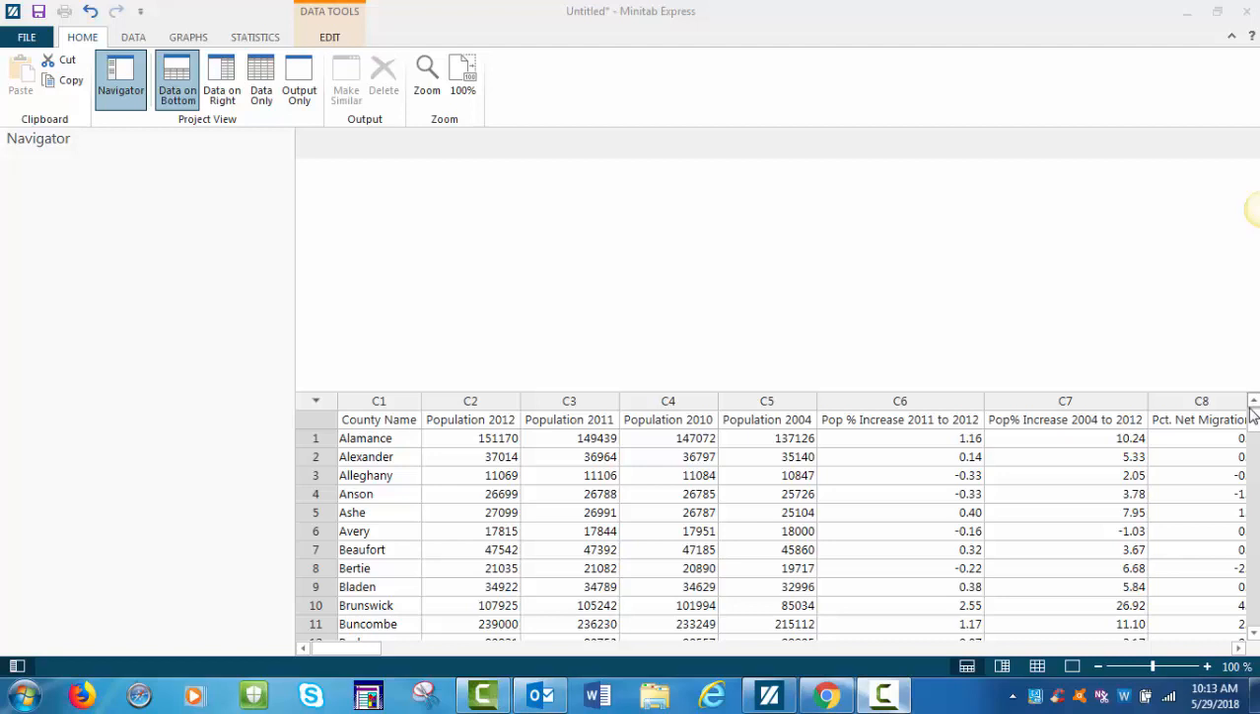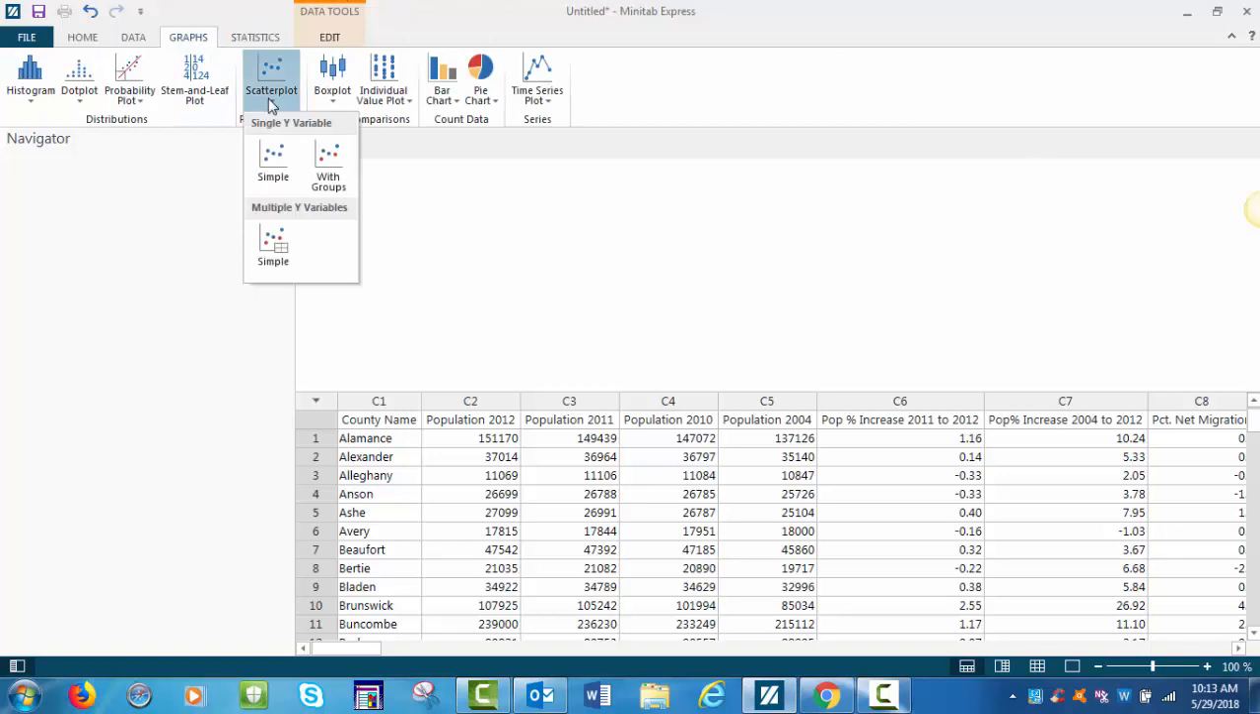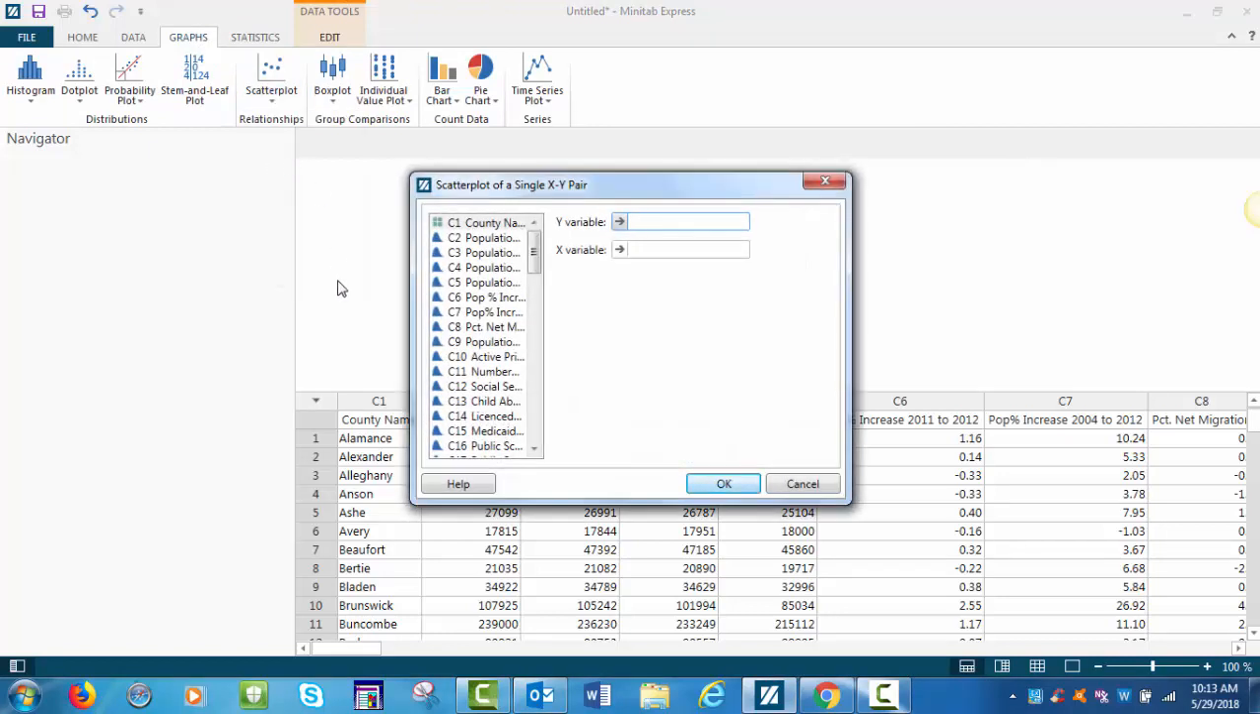Create a scatter plot for each relationship. Do the data fit a linear model? Explain why or why not. For the scatter plot, we use graph, scatter plot, simple. Select the y and x variables, and I will do percent of population voting as my y variable, and the SAT scores, which is in C21, as my x variable.